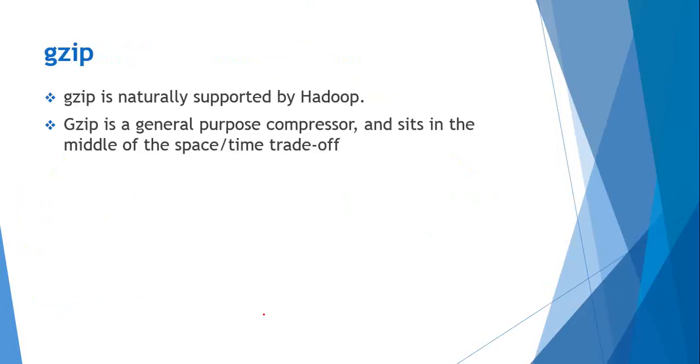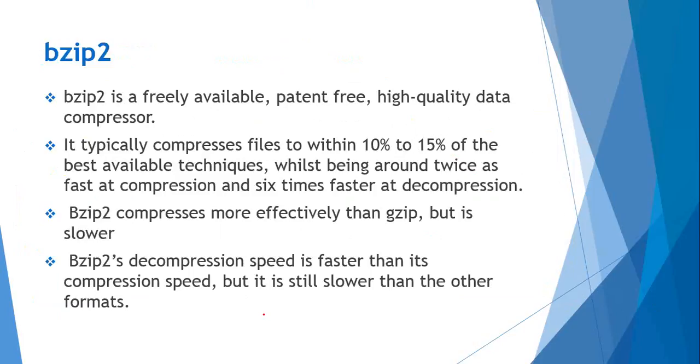So gzip, as I told you, is natively supported by Hadoop. Gzip is general purpose compression, sitting at a space and time trade-off. Bzip, I've told a few more features here, is freely available, patent-free, high-quality data compression, typically compressing files within 10 to 15% of the best available techniques. Its compression is more effective than gzip. Decompression speed is faster than its compression speed, but it's slower than any other format because it's doing high compression.